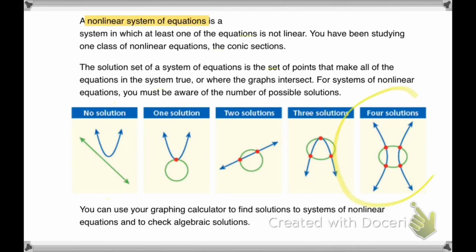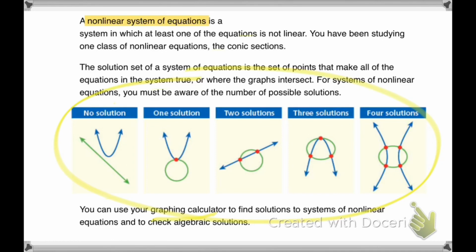Our last one here, we have 4 solutions because we have our hyperbola and we have our ellipse. And if you see the points of intersection, you'll see 1, 2, 3, and 4 points of intersection, so we'd have 4 solutions. So that's the picture that we're looking at. That's the general idea. We can use a graphing calculator to find these solutions, but we're going to be looking at how to do this all by hand.